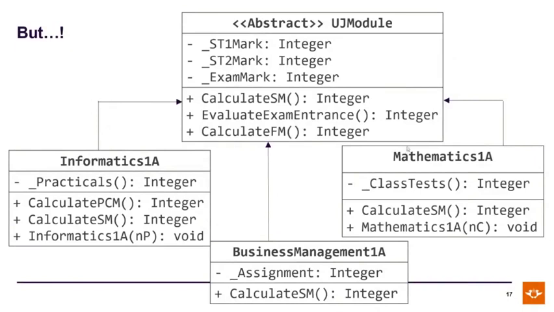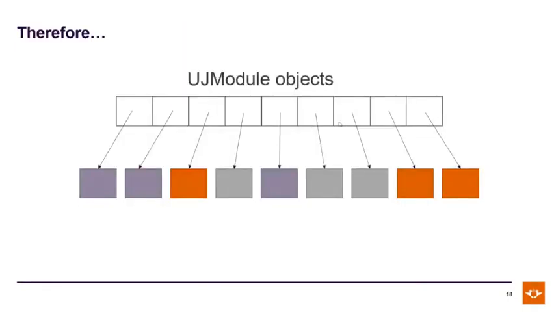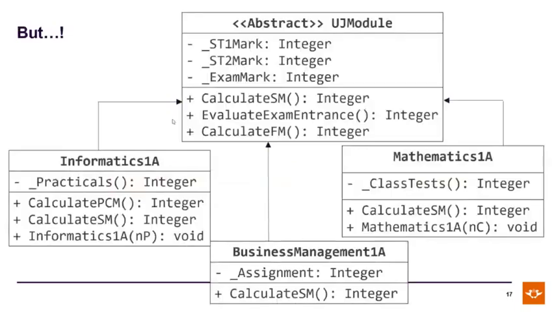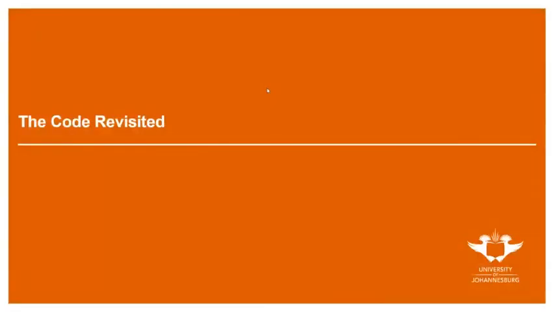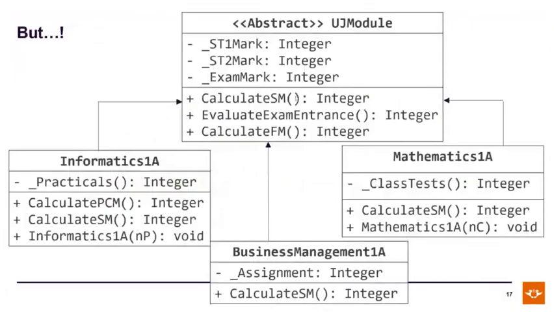Why is this possible? So when we look at the UJ module object, we look at all of them in terms of the fact that they're all a UJ module. They have something in common. And if you look at what they have in common, you'll most likely see that they have functionality in common. So you've got calculate semester mark, you've got calculate final mark. So all of them will be using the base class implementation of calculate final mark.